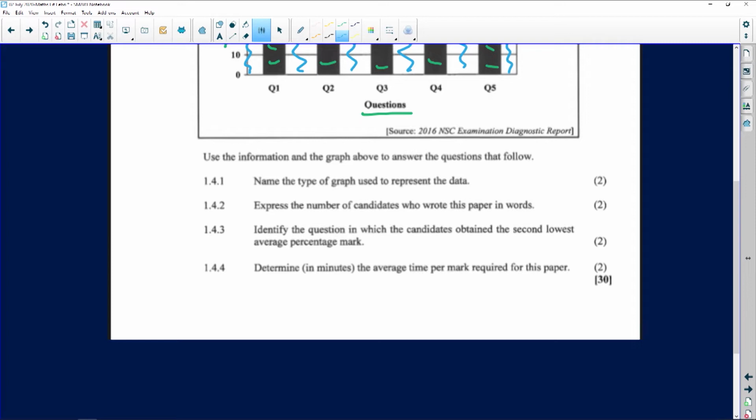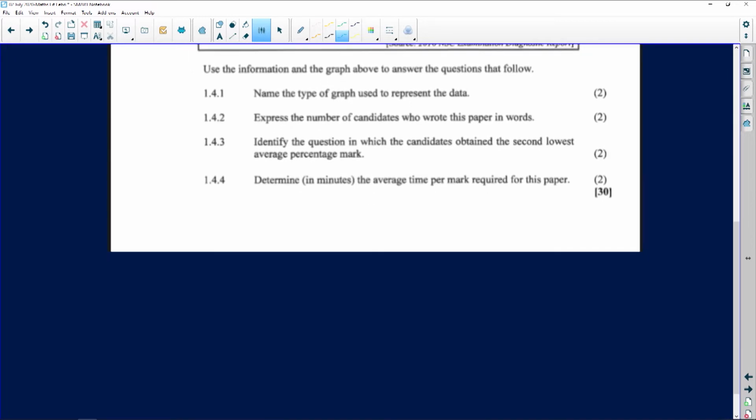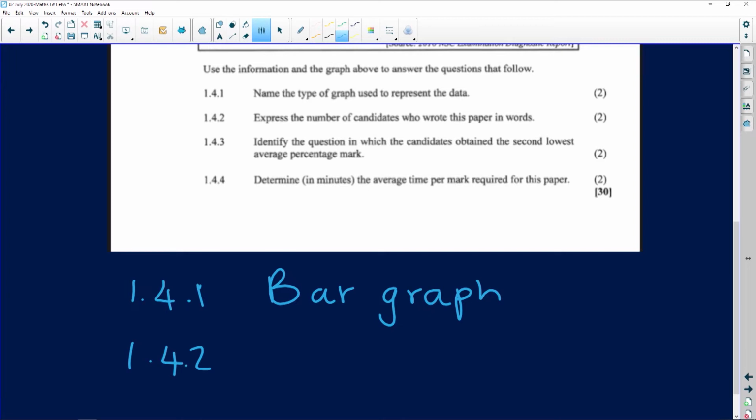Name the type of graph. It's a bar graph. So I'm going to write it. So there we go. It's a bar graph. Those are the easiest 2 marks you are ever going to get. It's a bar graph. So 1.4.2, express the number of candidates who wrote this paper in words.